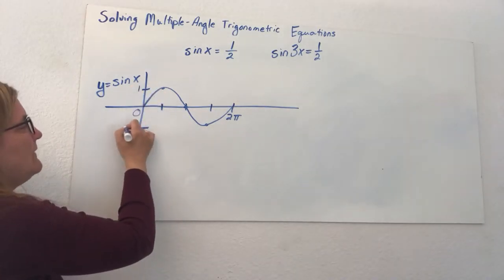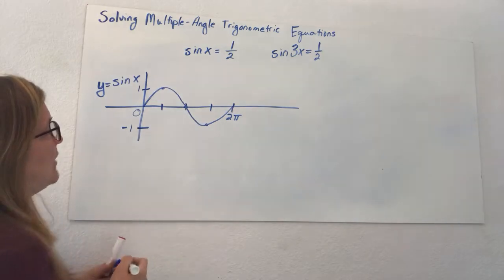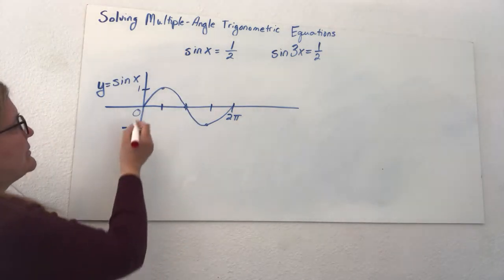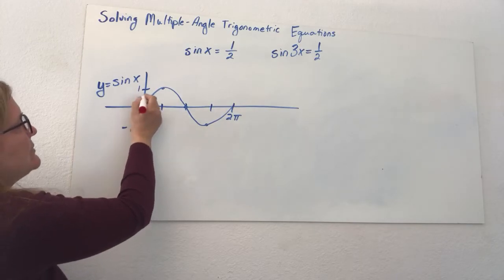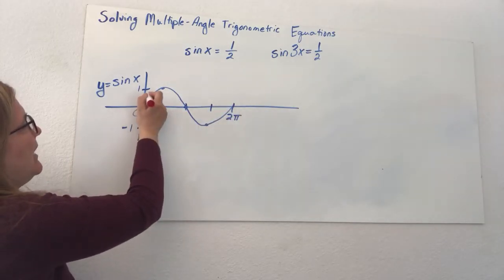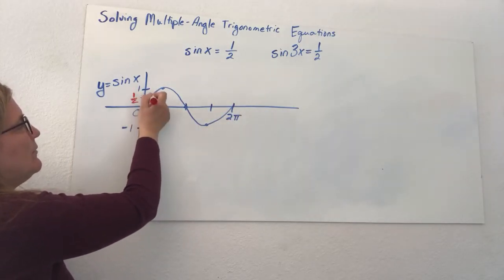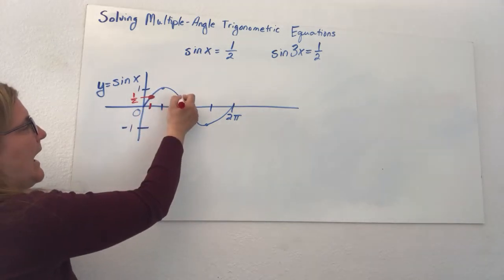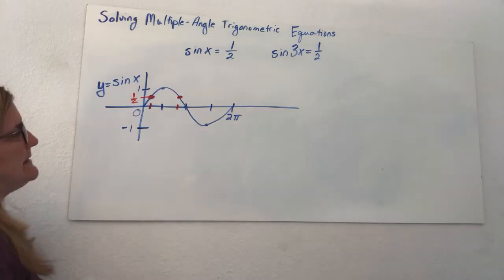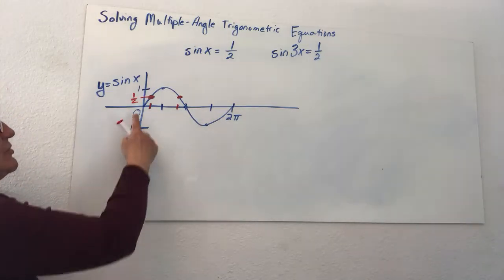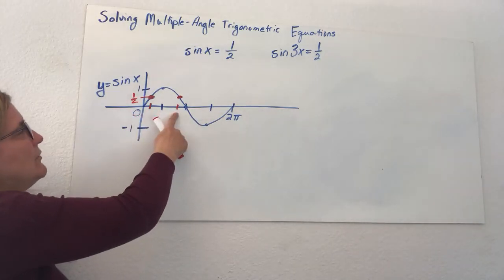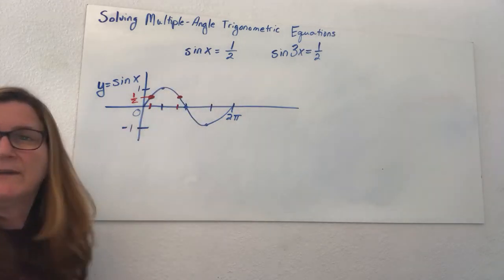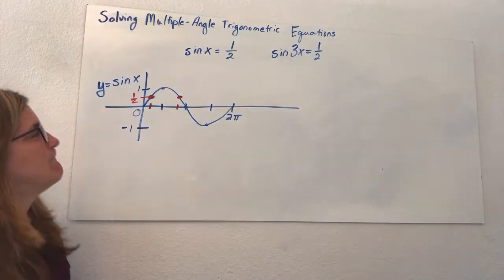When we're solving for the sine of x equals 1/2, we're finding all numbers for which the sine equals 1/2. So in the interval 0 to 2 pi, that would mean we're talking about this x value right here and this x value right here. Those two x values represent the solutions to sine x equals 1/2 in the interval 0 to 2 pi.